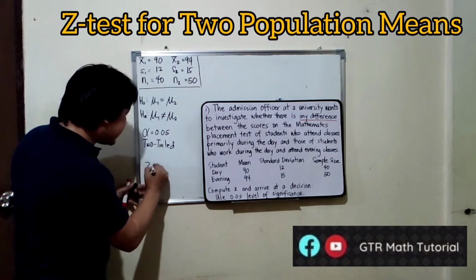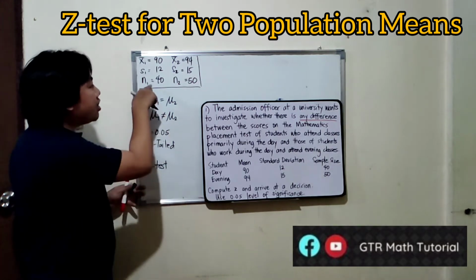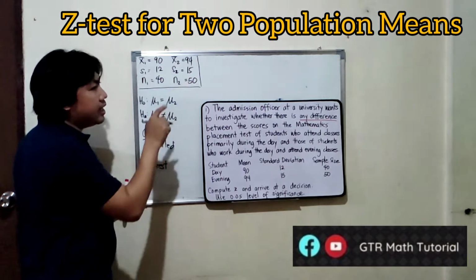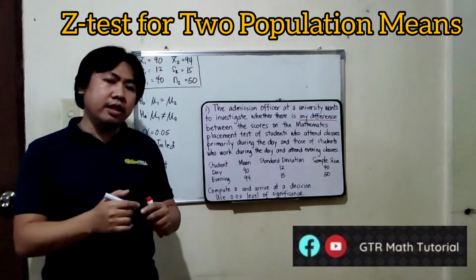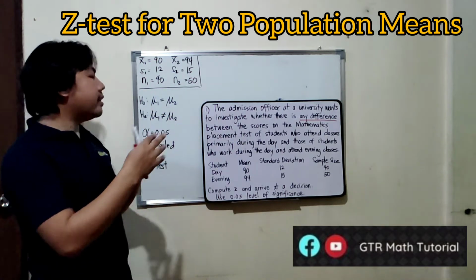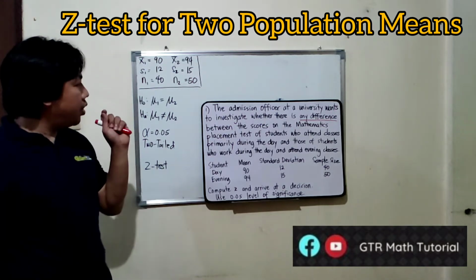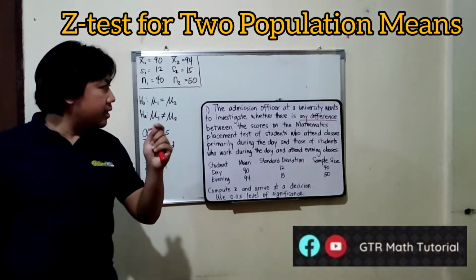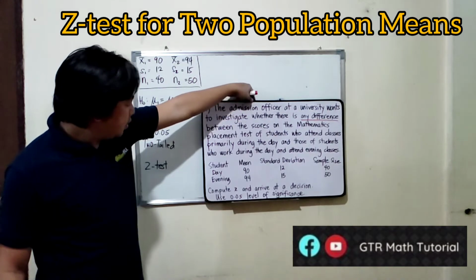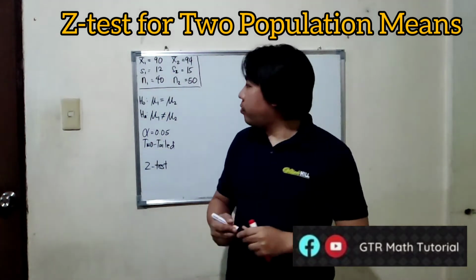So the test statistics is z-test. Why z-test? Because n is 40 and 50. So large samples, greater than or equal to 30. So we're going to use z-test. So if it's less than 30, then we're going to use t-test. Okay, so fourth step is the decision rule. Okay? So hindi natin kailangan ito. Okay, so decision rule.